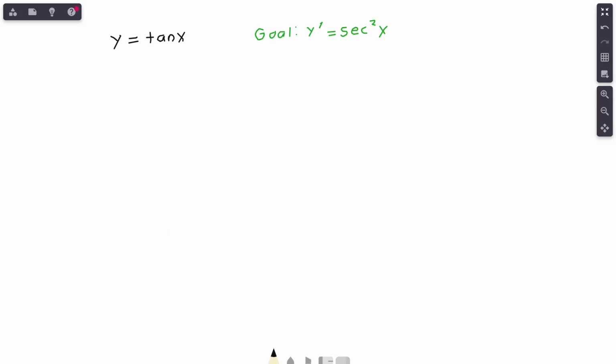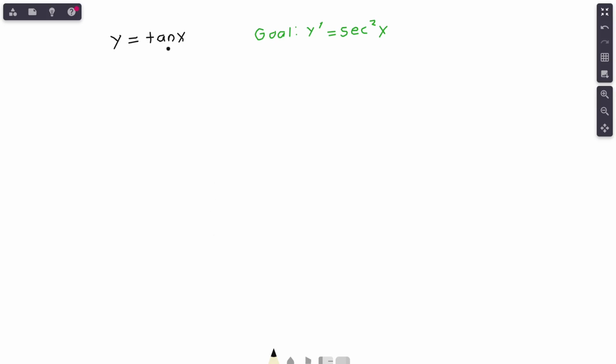So today we are going to derive the derivative of tangent x. It turns out that the derivative of tangent x is secant squared x, or secant of x squared. But we're gonna derive this fact using the quotient rule.